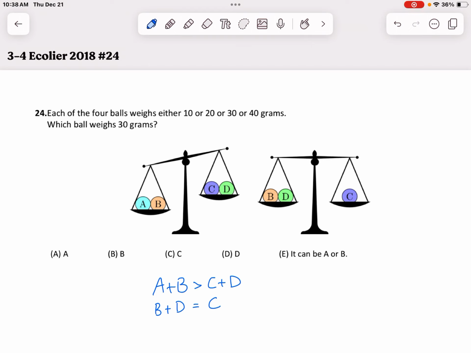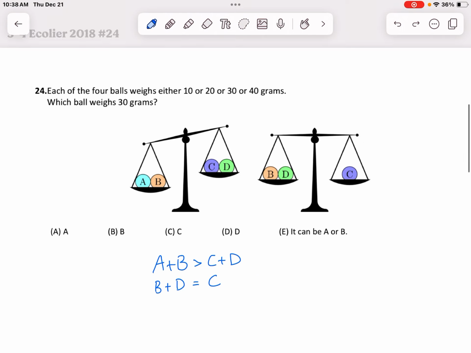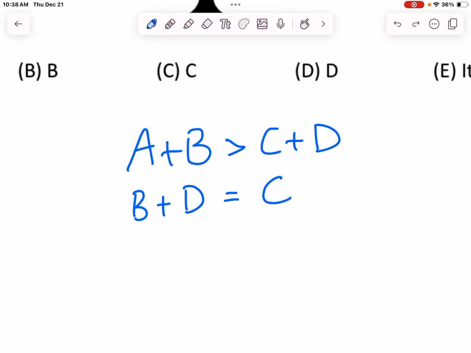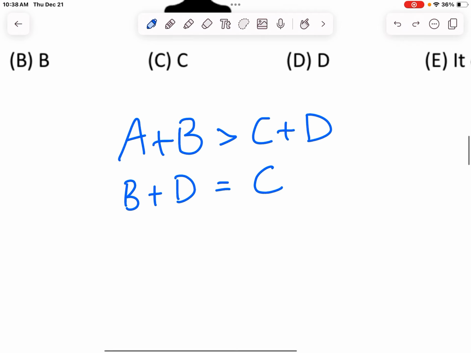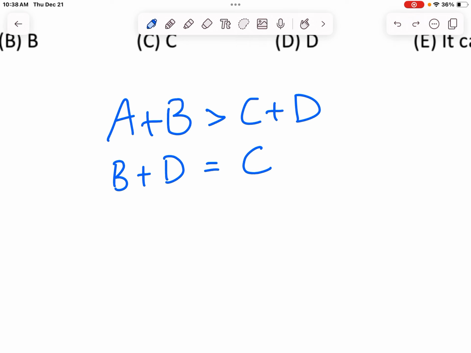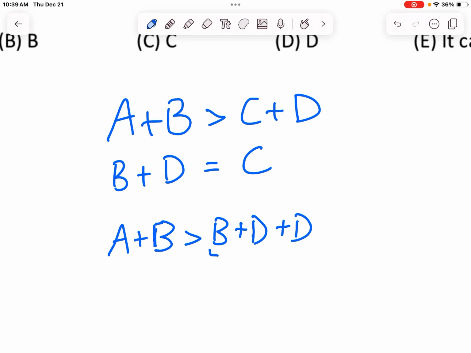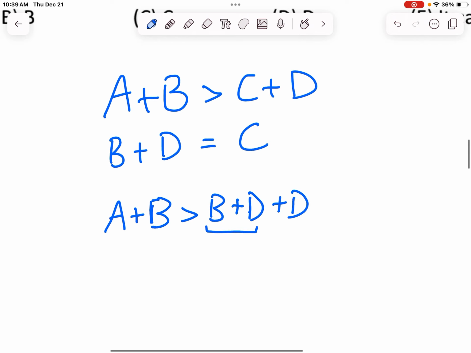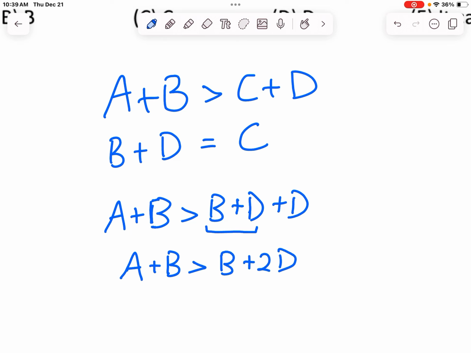Now, the easiest way to do this is going to be to substitute this equation into this one. Let me show you what I mean by that. We already know what the value of C is. C is equal to B plus D. So I'm going to rewrite the first one without using C. We have A plus B is greater than B plus D plus D. All I did was replace C with B plus D. Now I'm going to rewrite this so that I don't have 2 D's on the right hand side. I'm just going to put 2D. That makes it easier for us to see.